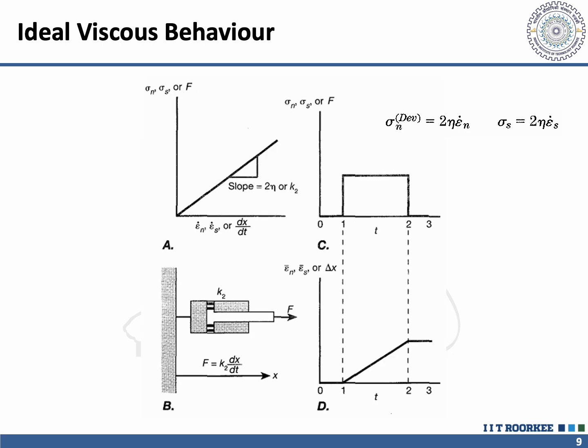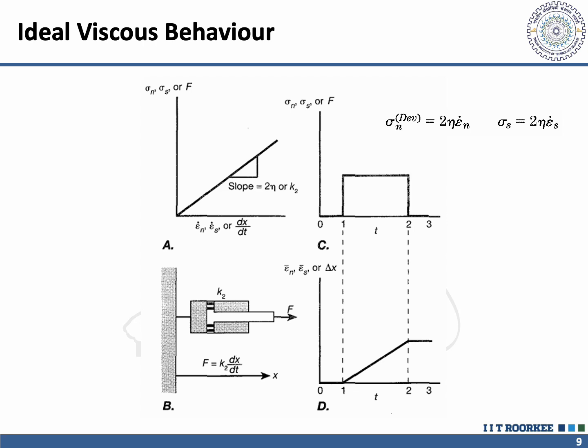This diagram represents the ideal viscous behavior, a fundamental rheological model for materials that flow continuously under stress, like honey, magma, or rocks in the mantle over geological timescales. In figure A, there is the graph for stress versus strain rate. There is a linear relationship with the slope. It is to be noted that here Newton's law of viscosity is followed, and the stress is proportional to the strain rate, not the strain.